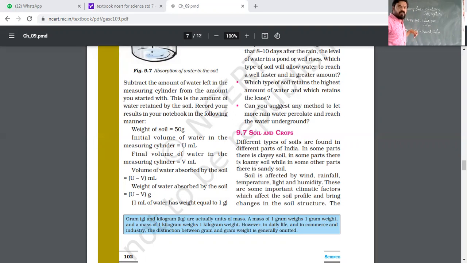Clay soil has very fine particles. The large proportions are not there. The larger proportion are very fine particles. You can see wheat, gram, pulses.